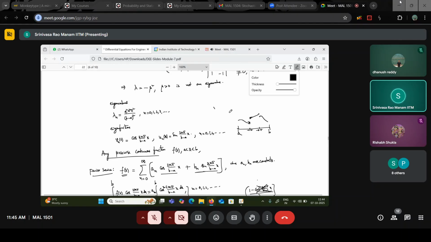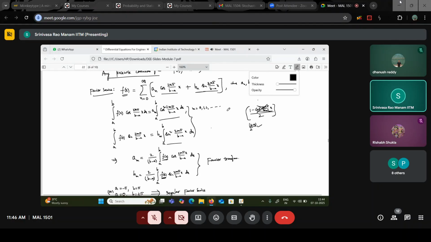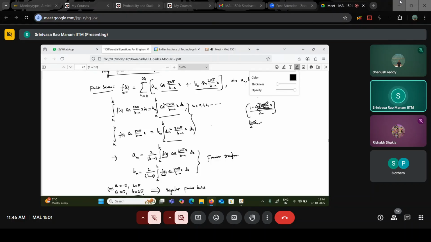Now, the theorem, stated without proof, says that any self-adjoint linear operator, a Sturm-Liouville system, will have discrete eigenvalues and eigenfunctions, and the eigenfunctions form a complete orthogonal set. That means any function I can write in terms of them. This is exactly your regular Fourier series, where the a_n are this and the b_n are this. That is your regular Fourier series.